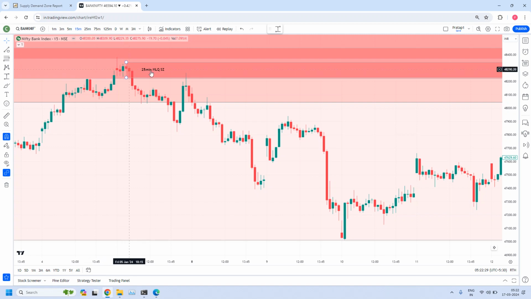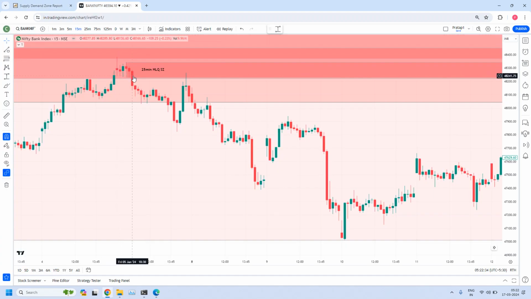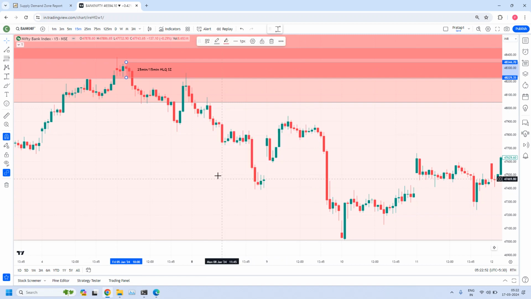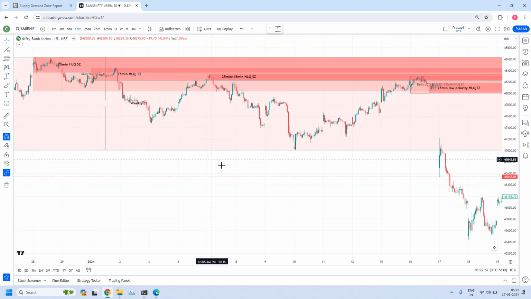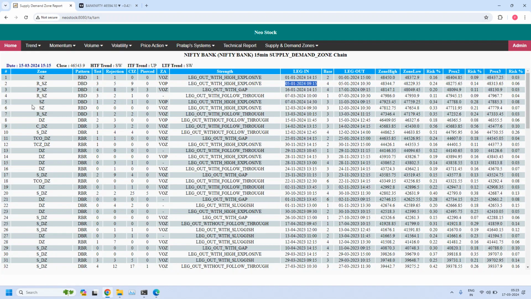1, 2, 3, 4. 4 base candles. The 10:30 candle is a leg out. That means this is exactly 25 minutes and also a 15 minutes zone. 25 minutes, comma 15 minutes. High liquidity supply zone. That's it. These are all the high liquidity supply zones from the 15 minutes time frame.